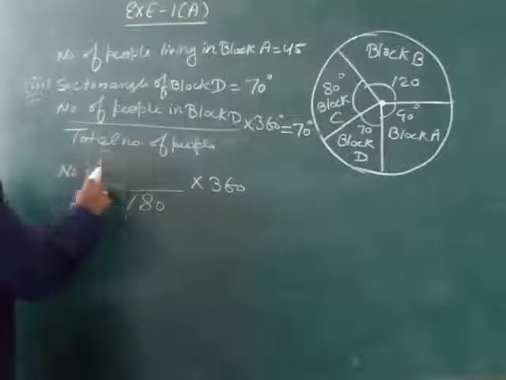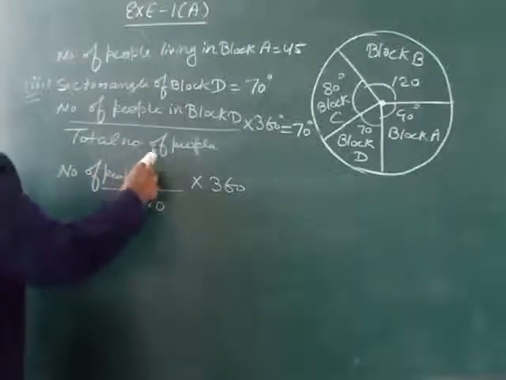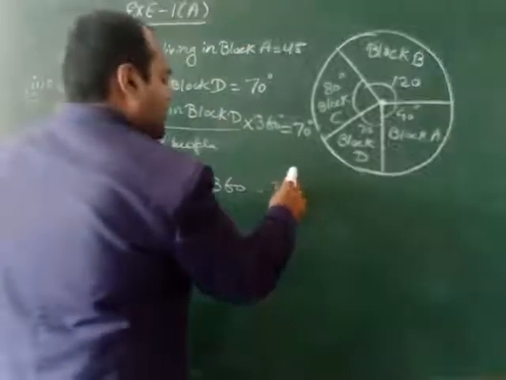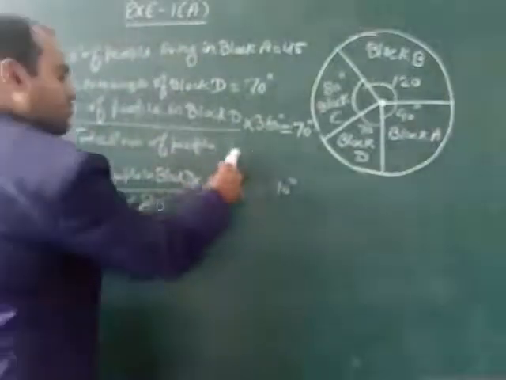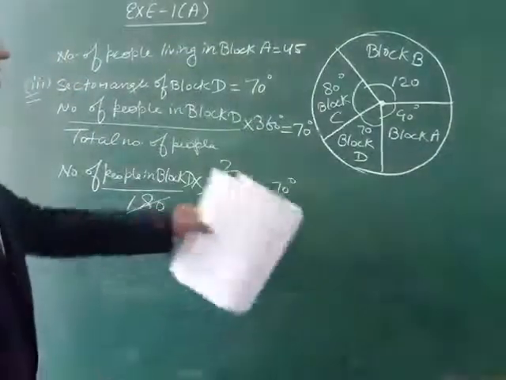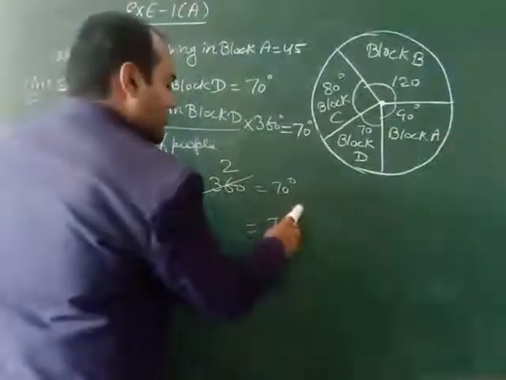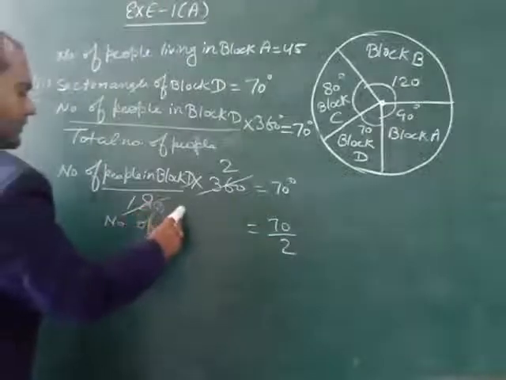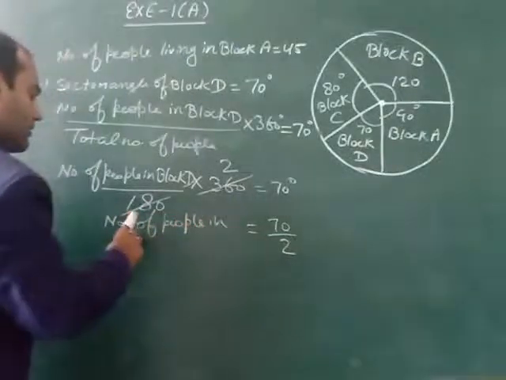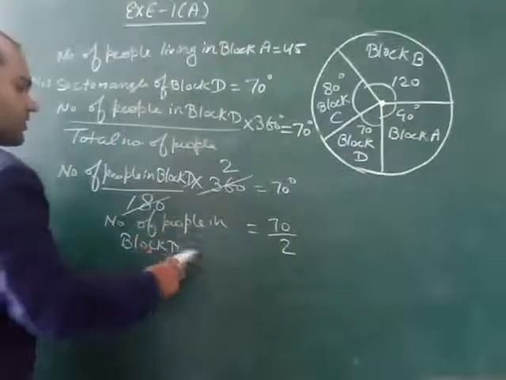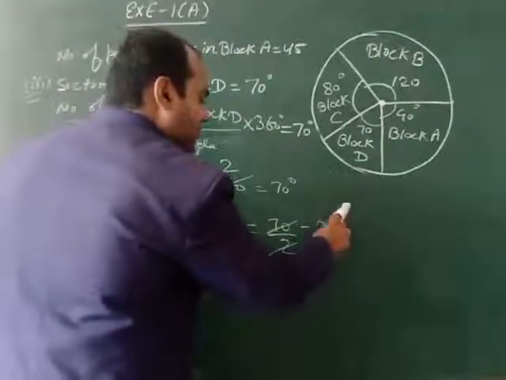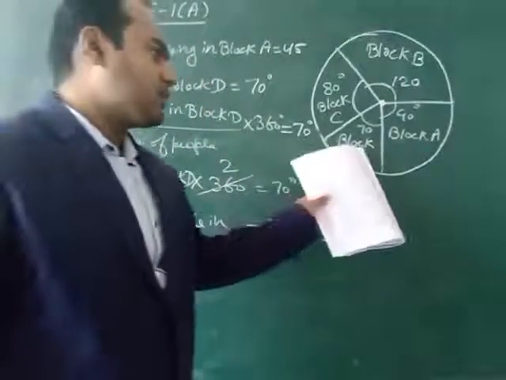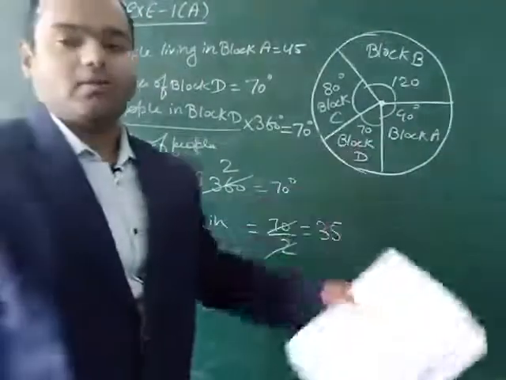and here number of people in block D is equal to 70 degree. These two will get cancelled, 2 times. This 2 is in multiply, on the right hand side it will be in divide. So 70 divide 2, and on the left hand side number of people in block D. On cancelling them, we will get 35. So we got the answer. How many people are there in block D? 35 persons are living here in block D.